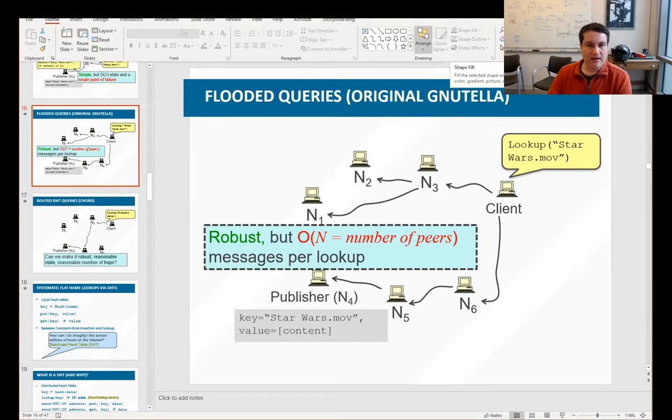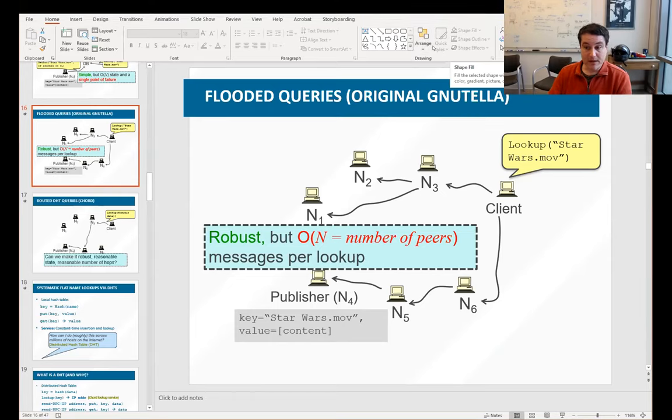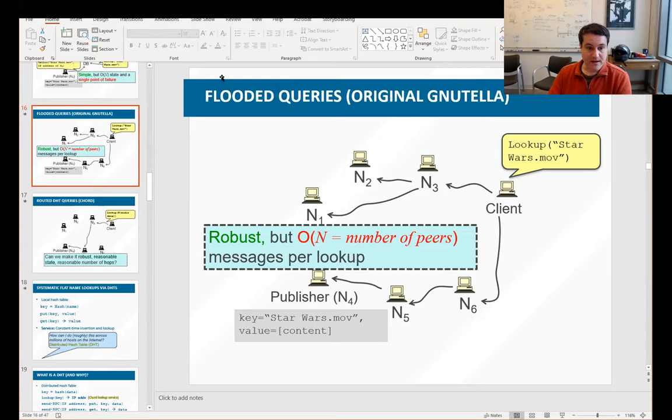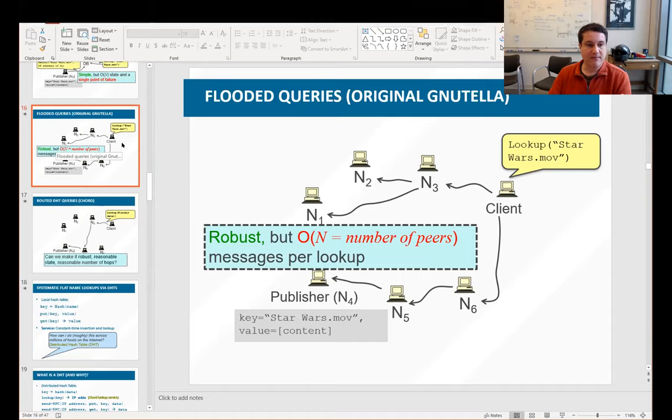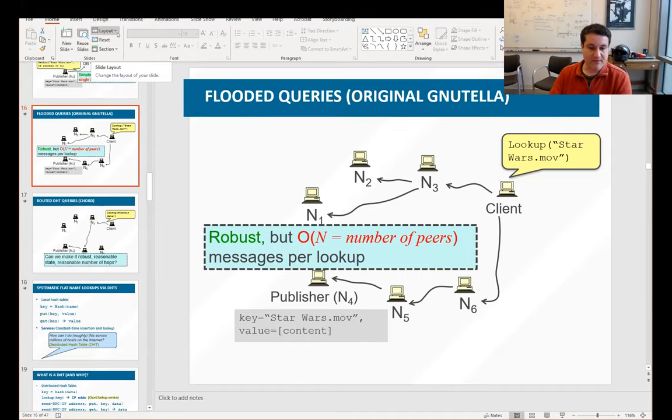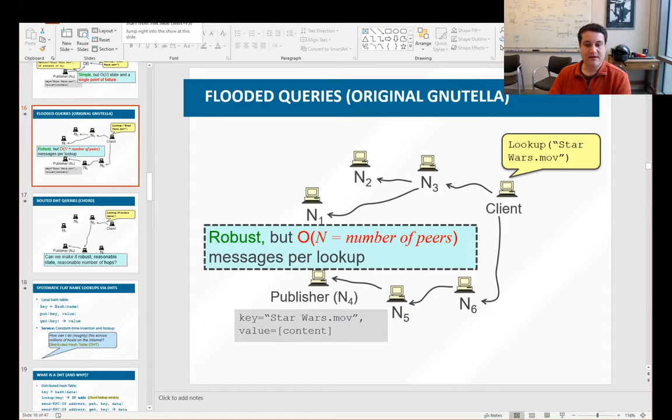Okay, so let's figure out where we left off on Monday. On Monday, we had been talking about peer-to-peer networking. We introduced this concept of consistent hashing. The purpose of that consistent hashing idea, if you remember, was to allow us to very quickly find content in a peer-to-peer network without having to flood that content everywhere.